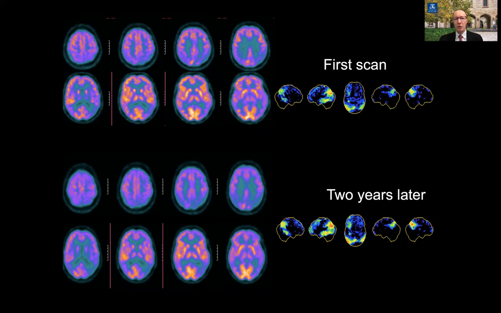There is really little point in doing repeat FDG PET to improve diagnostic clarity if the first one is inconclusive, unless you wait probably 18 months or so. And by that time, the clinical characteristics may have become clearer anyway. So I'm not a big fan of repeating FDG PET to improve diagnosis. Sometimes if you do it a couple of years later, it does reveal what's going on, but certainly you wouldn't repeat FDG PET in under a year under any circumstances.